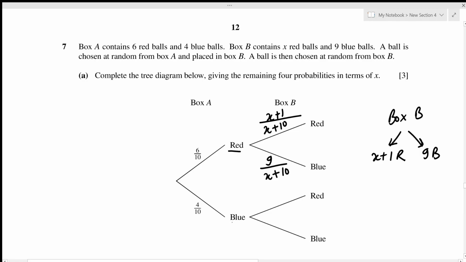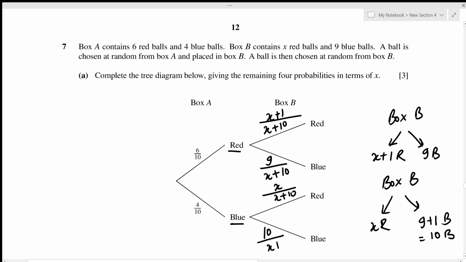But if we are considering choosing the blue ball from box A and putting it in box B, then box B is going to have x red balls and 9 plus 1 blue balls, which is going to be 10 blue balls, right? And now if you are to choose a red ball from box B, that's going to be x divided by x plus 10. And if we are to choose a blue ball, that's going to be 10 divided by x plus 10. This completes the tree diagram.